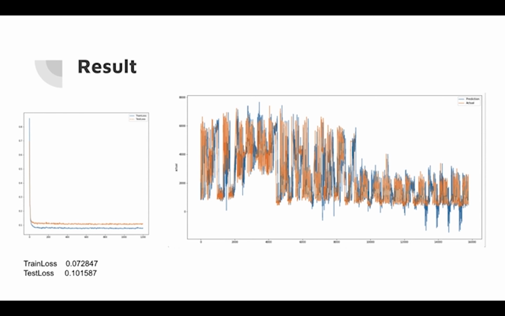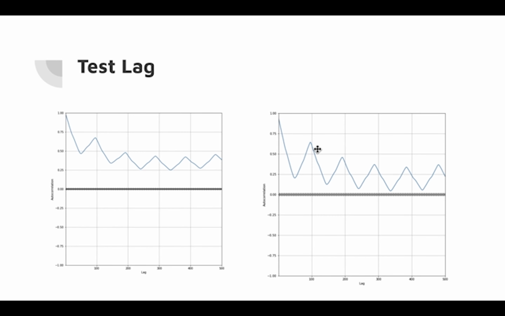The train loss and the test loss are dropping. The test loss can be 0.10. And this is the forecasting series. As we can see, the forecasting series is better in this case. This is the test lag. The left side is the original dataset, and the right side is our model's. As we can see, the model has the lag correlation peak at 96, which is good.